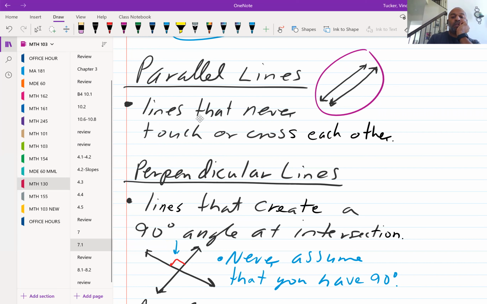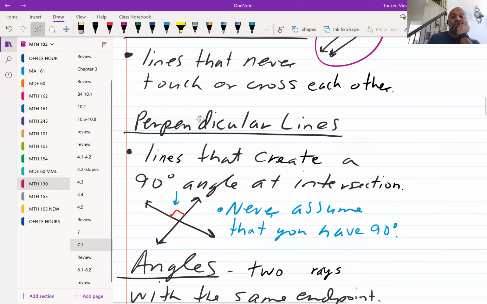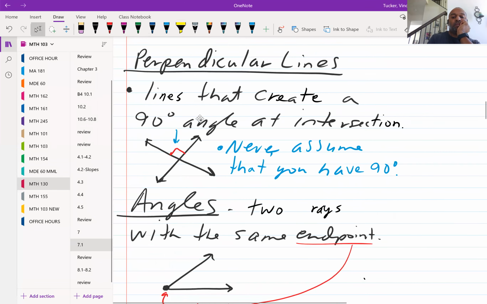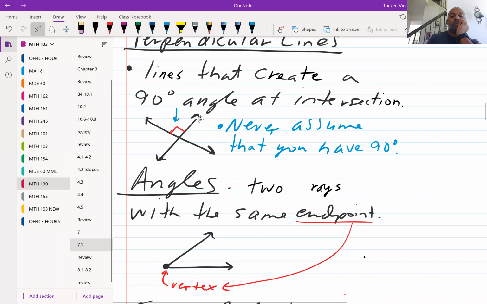All right, can I scroll up? Okay. All right, so then we get into angles. Angles are two rays. They have the same endpoint, and that endpoint is called the vertex.